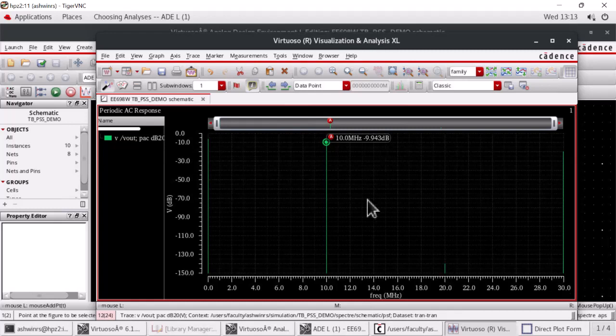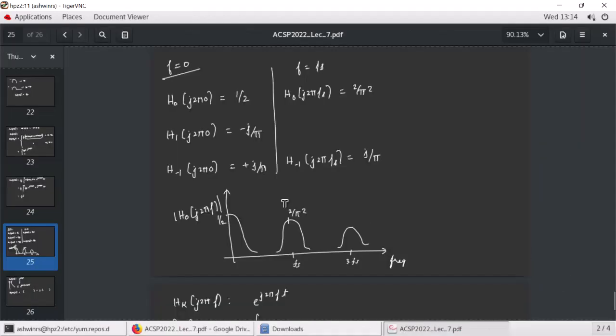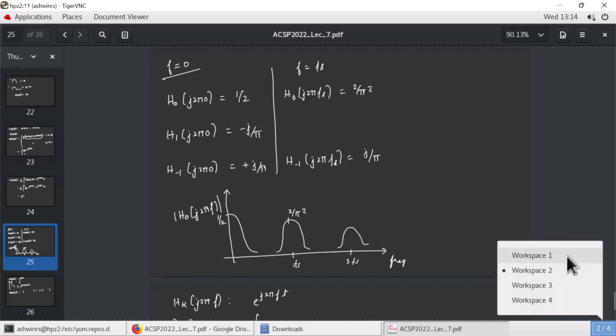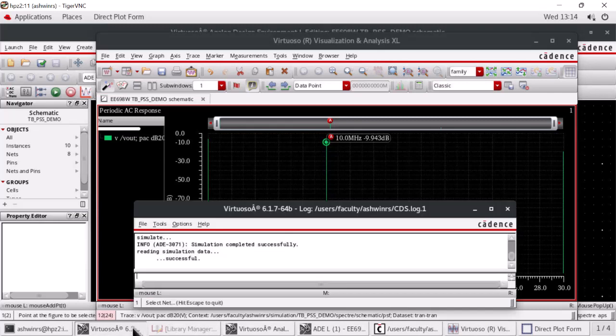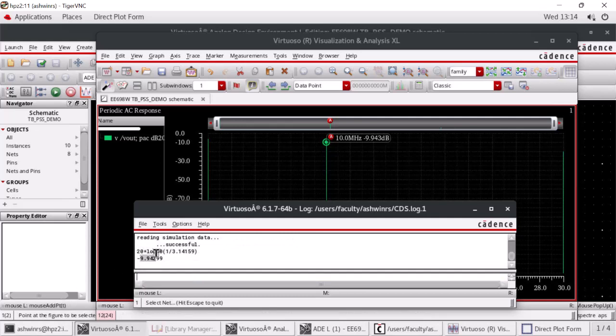And what is the transfer function that governs this translation? Huh? Sorry? H1. I mean, input is 0, output is at Fs. So it's H1 of j2π0. And we had calculated it to be 1 by pi, right? The magnitude is 1 by pi. So let's see if it's actually correct. 3.14159, yeah, that's minus 9.943, and that's what we get.